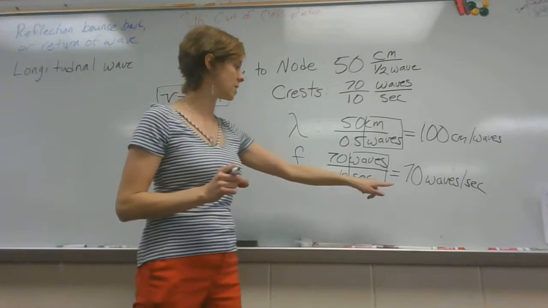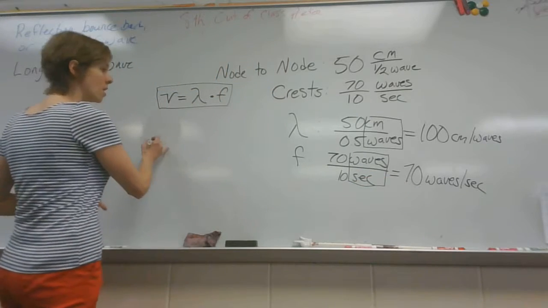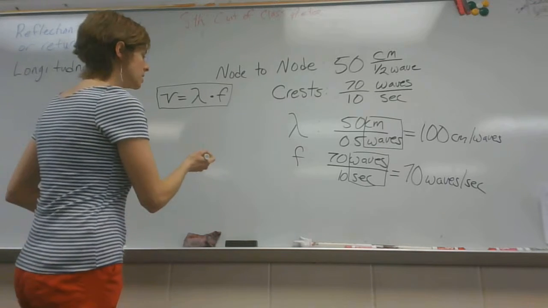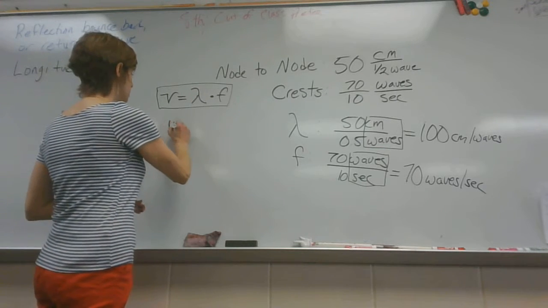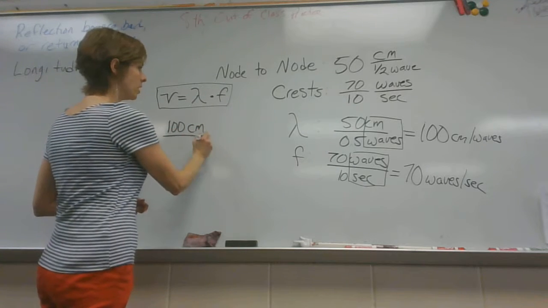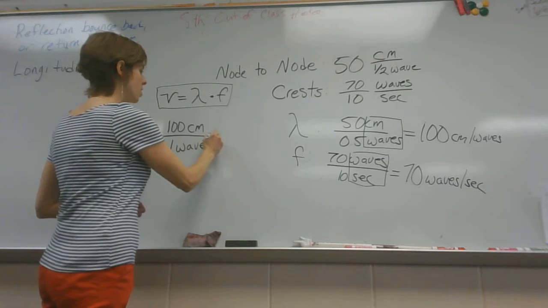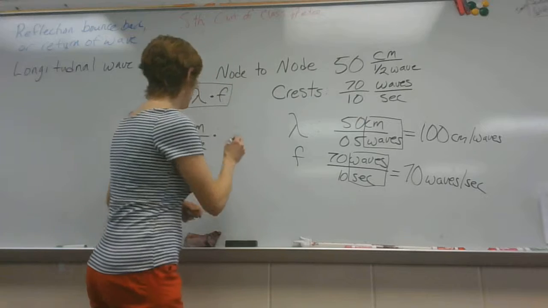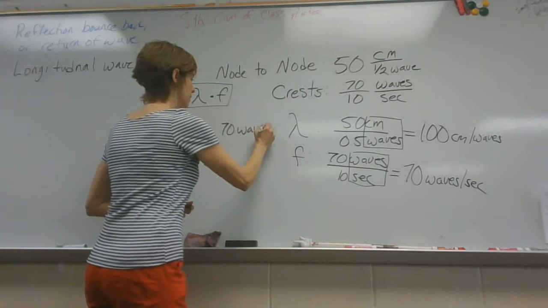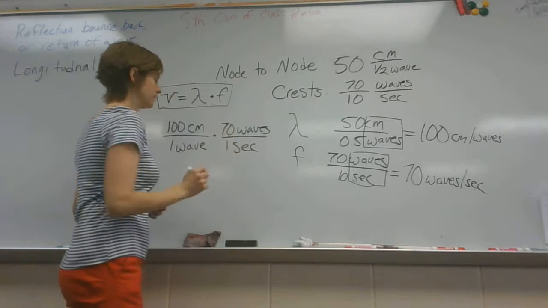Okay, and we solve for frequency. It was 70 waves per second. So this is how I'm going to write it so that our units will help us figure out the velocity. So I'm going to go, this was 100, and it was centimeters per 1 wave. And then I multiply by 70, and this was waves per second. That's 1 second, okay?